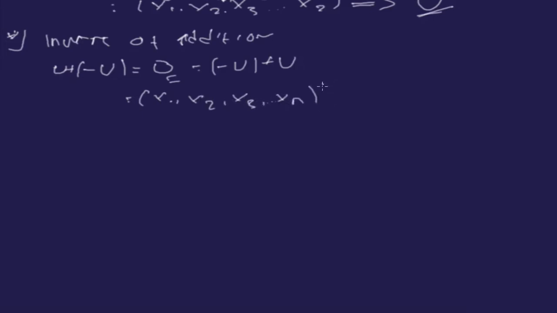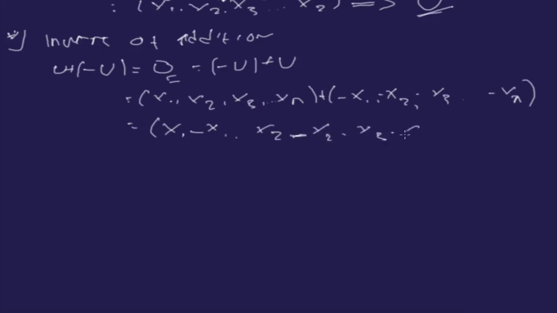and we add the negative x1, negative x2, negative x3, up to negative xn. We gather the first terms, second terms: x1 minus x1, x2 minus x2, x3 minus x3, up to xn minus xn. So it will be 0, 0, 0, 0. So what is this? It will be 0. Proved. And it holds.